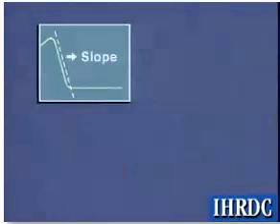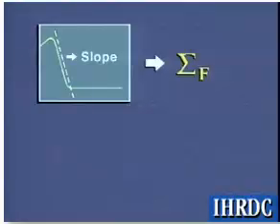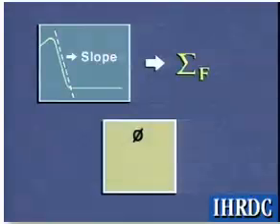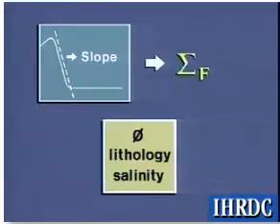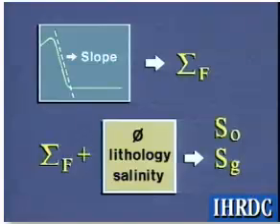So determining the slope of the gamma ray capture rate decline curve, we determine the formation sigma. If we independently know the formation porosity, lithology, and water salinity, we can calculate the relative amounts of oil, gas, and water in the rock.